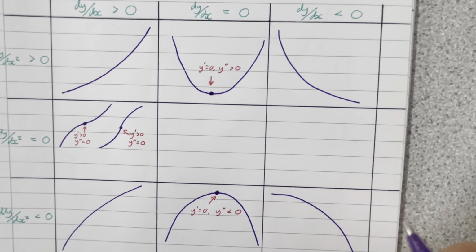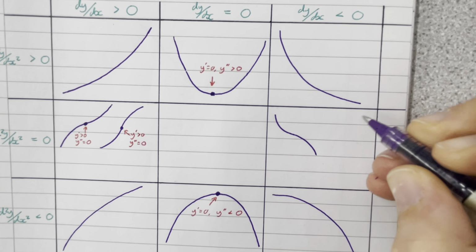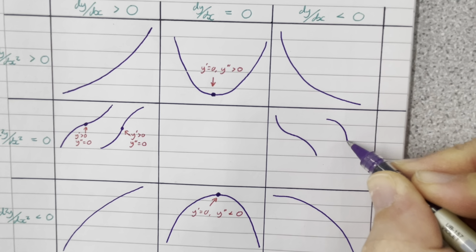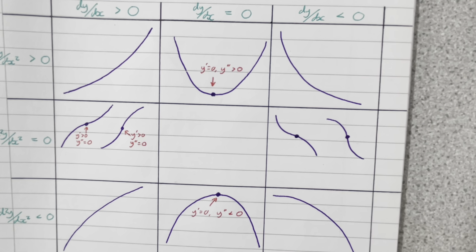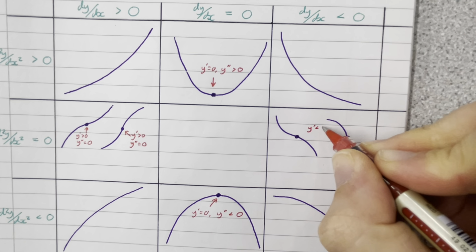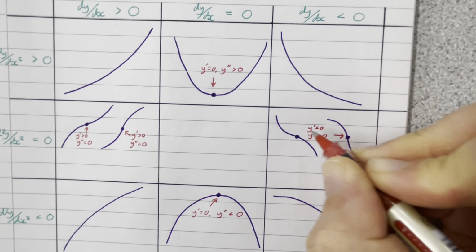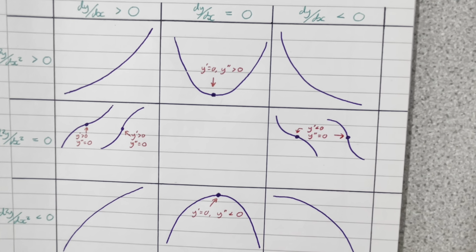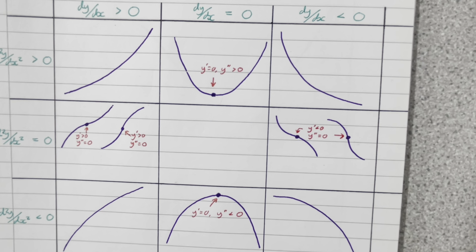We can do the same thing over here with the negatives. So it could go from a negative increasing to a negative decreasing, or it could go from a negative decreasing to a negative increasing. But at both of these points, here and here, the gradient is negative, so y primed is less than 0, but y double primed is 0 at both of these points, because the gradient is neither increasing nor decreasing at those points. The gradient of the gradient is stationary, is 0.